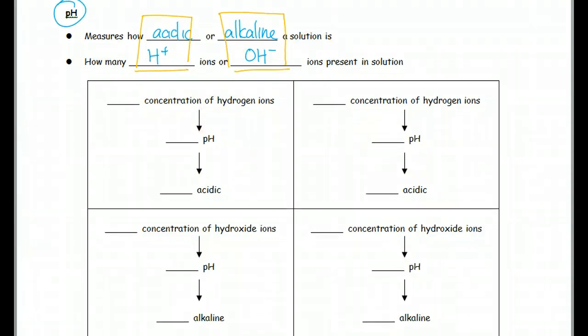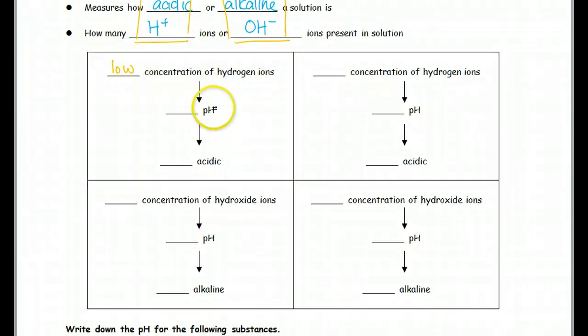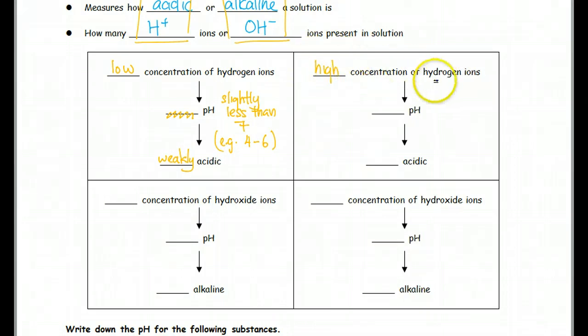So let's take a look at these boxes here. For low concentration of hydrogen ions, we have a pH slightly less than 7. Some examples are pH 4 to 6, slightly less than 7. So this is weakly acidic. Now, what if we had a high concentration of hydrogen ions? We will have a pH much lower than 7. For example, pH 1 to pH 3. So this is strongly acidic.